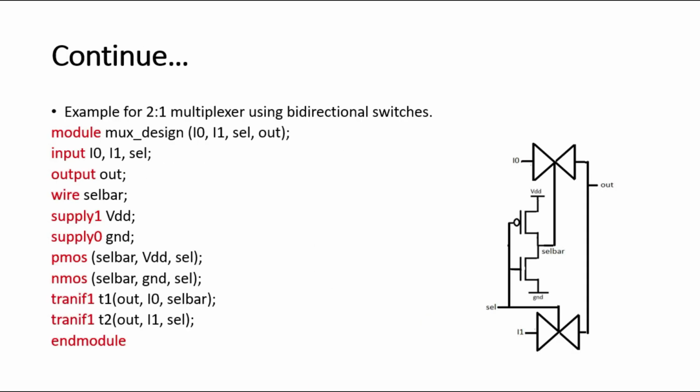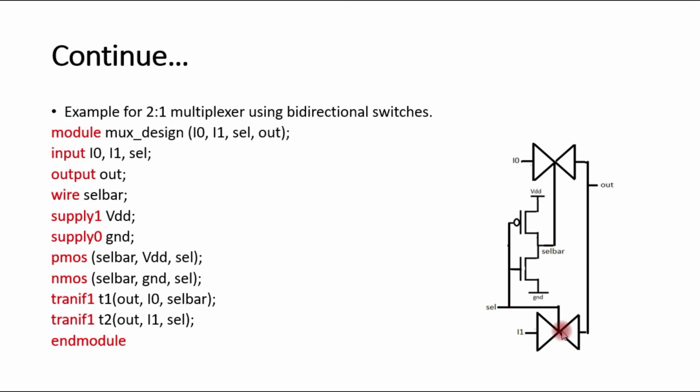Example for 2 to 1 multiplexer using bidirectional switches. So here we are using tranif1 bidirectional switches. We can also use tranif0 bidirectional switches for implementing the same circuit. 2 to 1 multiplexer circuit using tranif1 bidirectional switches is given here. So there are two data lines I0, I1, one output signal out and one selection line that is sel. We are defining the labeling here. This one is T1 tranif1 bidirectional switch and this one is T2 tranif1 bidirectional switch.